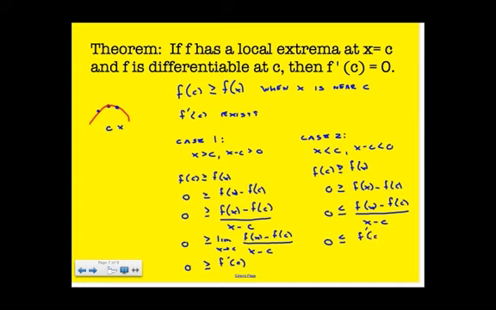Now, look at what you've got. You're saying that a number f prime of c is less than or equal to 0 and also greater than or equal to 0. So the only way those two statements can both be true is if f prime is exactly equal to 0 at c. So there's the conclusion of the proof. And if you wanted to do it for a minimum, it'd be very similar to that structure right there.